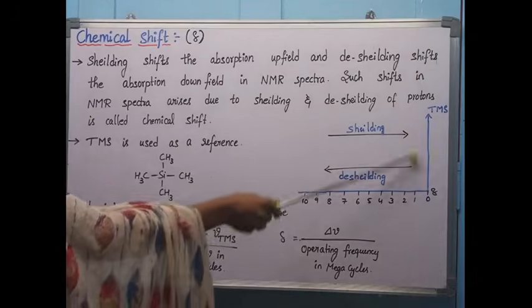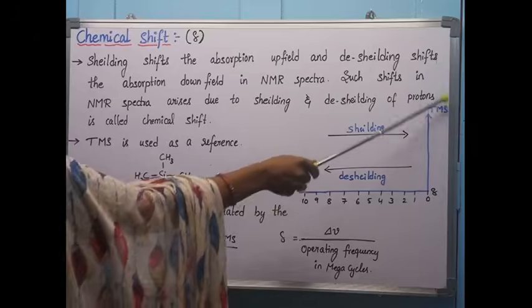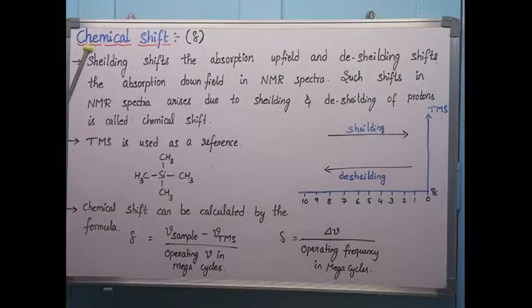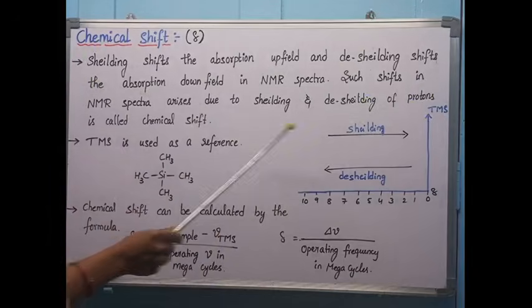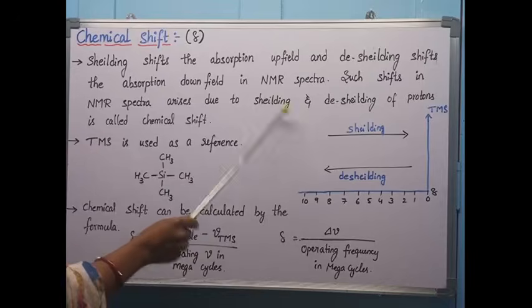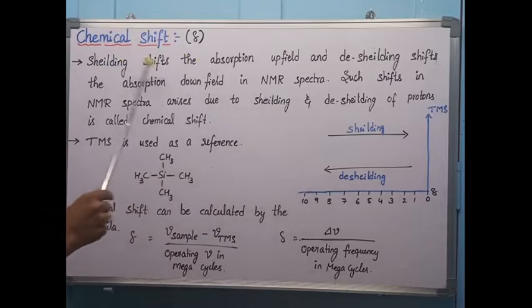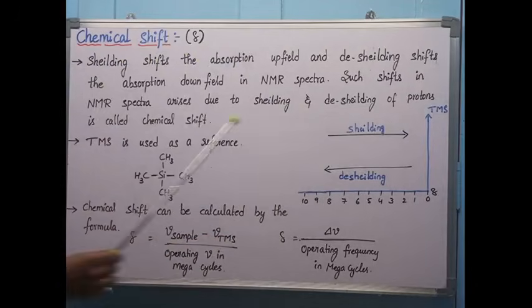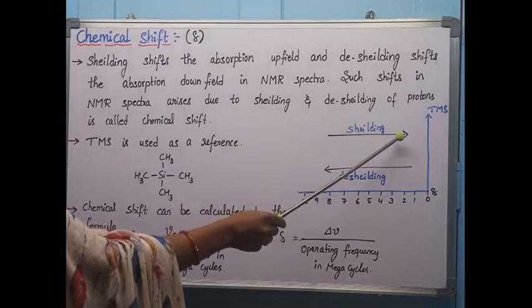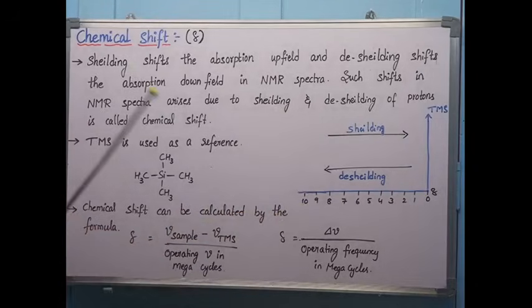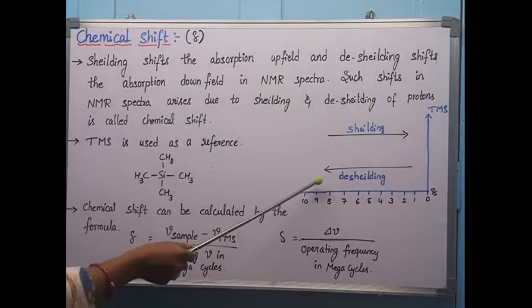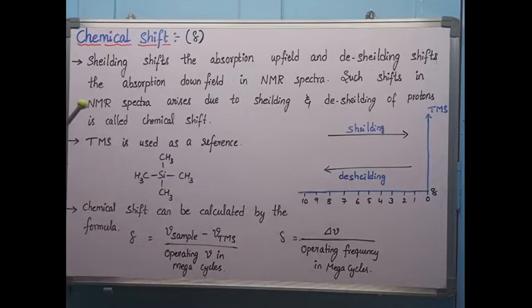There is a TMS you can observe. TMS is nothing but tetramethylsilane. This is used as a reference molecule in NMR spectroscopy. Shielding shifts the absorption towards the upfield. Deshielding shifts the absorption towards the downfield. That means shielding gives the lowest delta value, and because of deshielding, you get the highest delta value in NMR spectra.